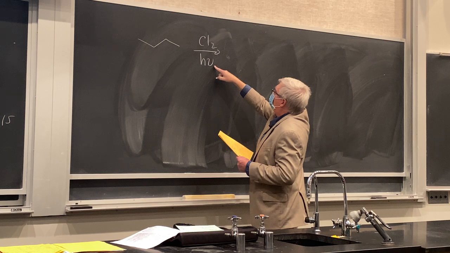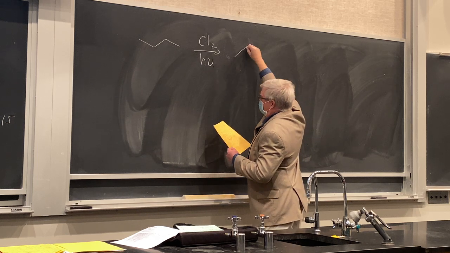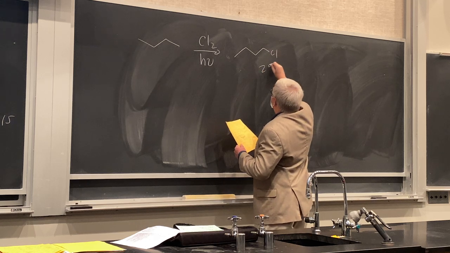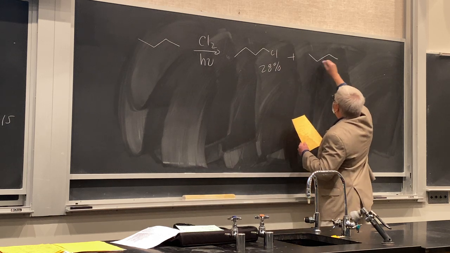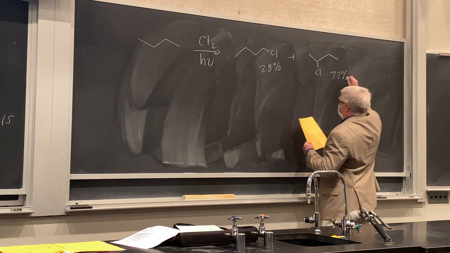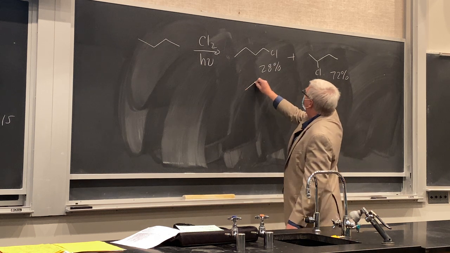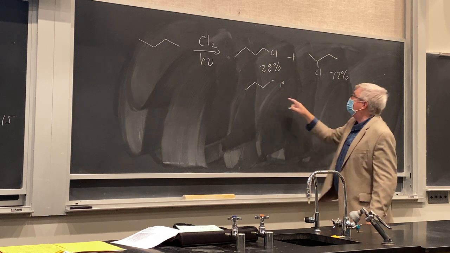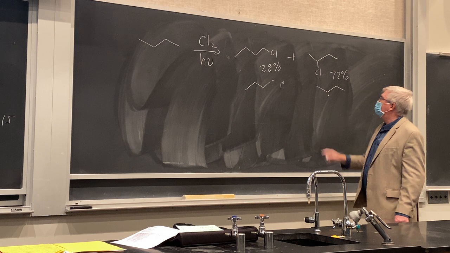So monochlorination, room temperature, h nu, which stands for the light, the white light. And we're going to get primary here, 28%. You can distill these two apart. And secondary, those are the only two, 72% yield. So where did these come from? This one came from the primary radical, and that's going to be less stable than the secondary radical. So your thinking's correct there.